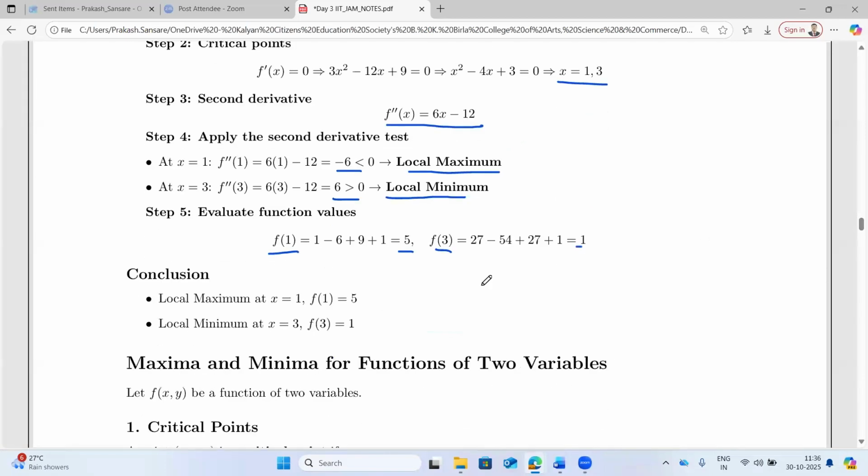So at last, with the conclusion: local maximum at x is equal to 1, f at 1 is 5, and local minimum at x is equal to 3, f of 3 is equal to 1. Right? Is it okay? Yes, sir. Okay, so we'll move ahead now.